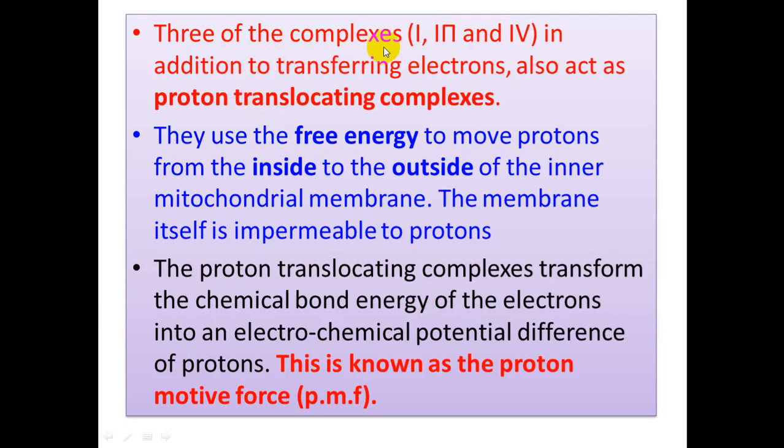Three of the complexes, in addition to transferring electrons, also act as proton translocating complexes. They use the free energy to move protons from the inside to the outside of the inner mitochondrial membrane. The membrane itself is impermeable to protons. The proton translocating complexes transform the chemical bond energy of the electron into an electrochemical potential difference of the proton. This is known as the proton motive force.